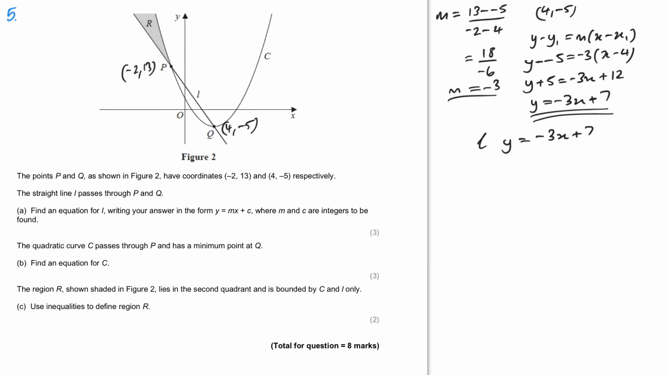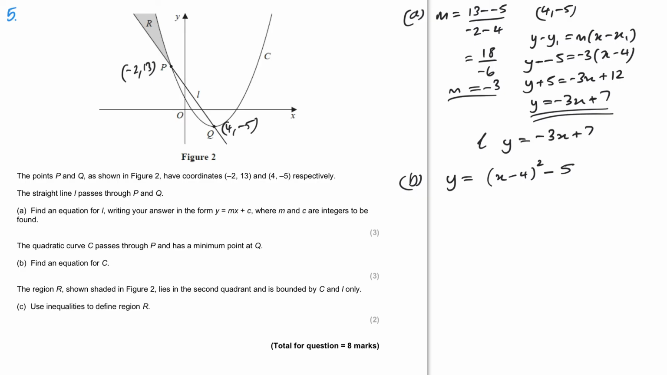Now that's part A done, and we're going to need it for our final bit. Part B wants us to find the equation for C. For something like this, I often like to approach it like when you've completed the square, because when you complete the square, you have your x value inside the brackets and that y value outside, don't you? Like x is 4 when y is minus 5 is a minimum point.